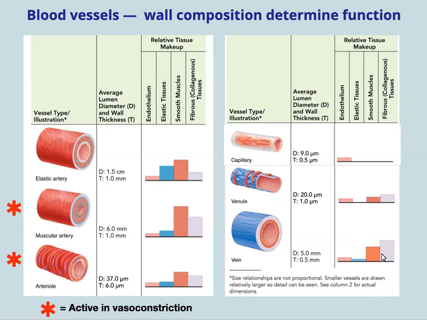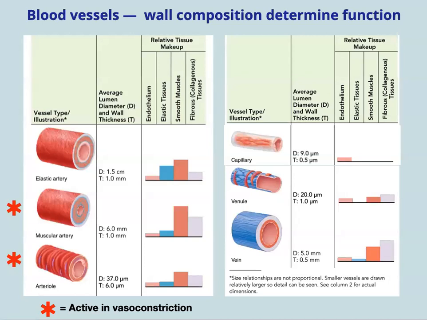You can see that veins have thinner walls, and they have predominantly fibrous tissue in that tunica externa. So what all that elastic tissue and smooth muscle in the arterial wall mean is that it takes more energy to stretch the walls of an artery outward. But that energy can actually be stored by the stretched elastic fibers and released when it recoils.